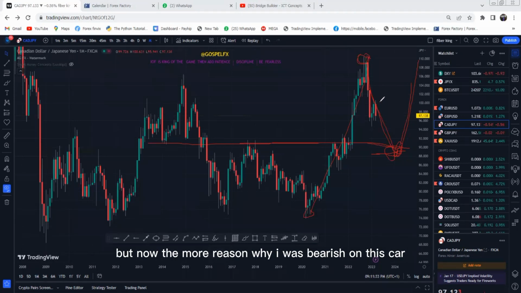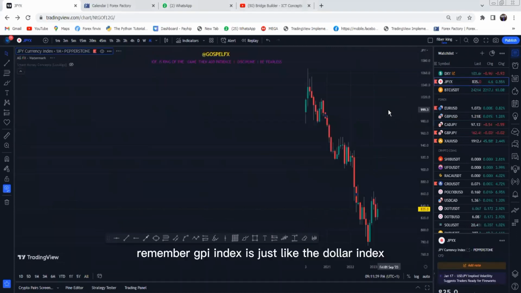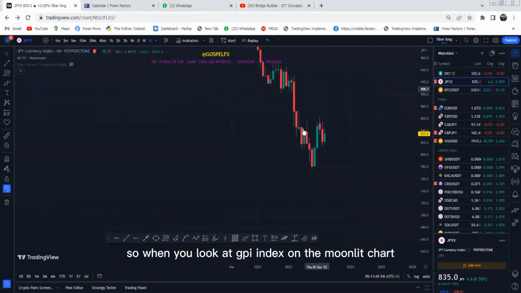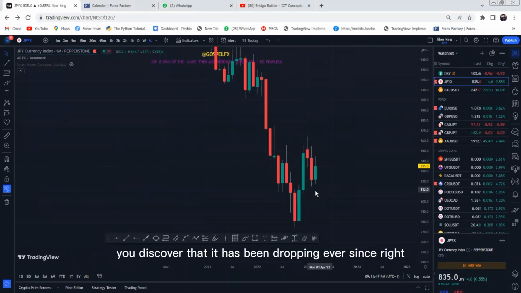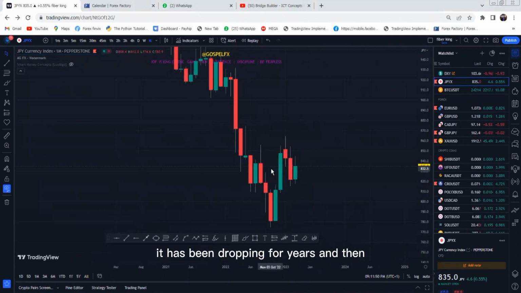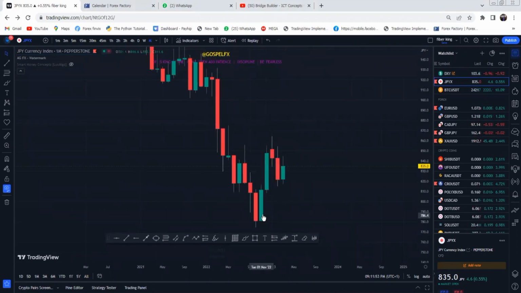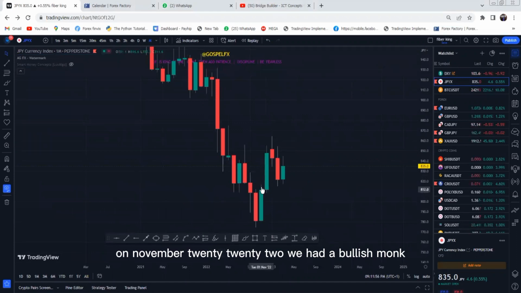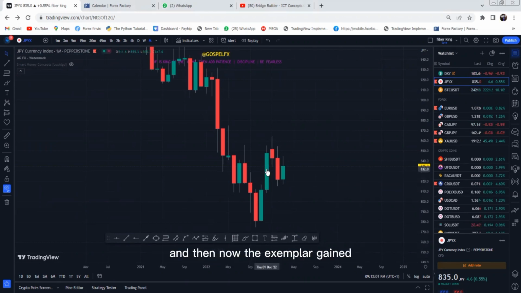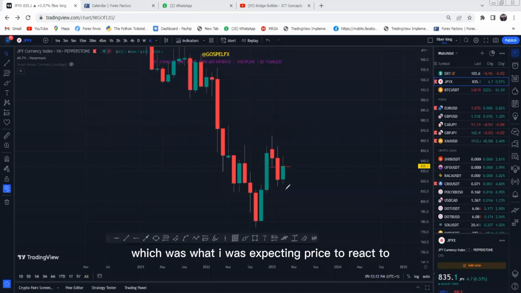But the more reason why I was bearish on this CADJPY was because of the JPY index. Remember, the JPY index is just like the dollar index when it comes to EURUSD. So when you look at the JPY index on the monthly chart, you discover that it has been dropping for years, and then in November 2022 we had a bullish month. November closed a bullish month, and then December again went further bullish, leaving a fair value gap behind, which was what I was expecting price to react to.